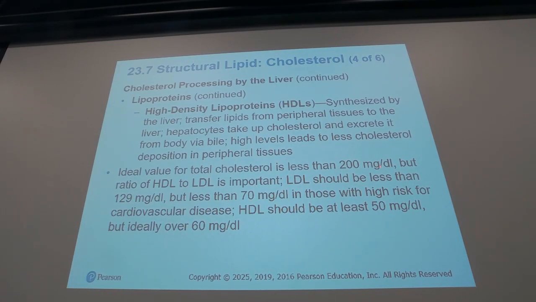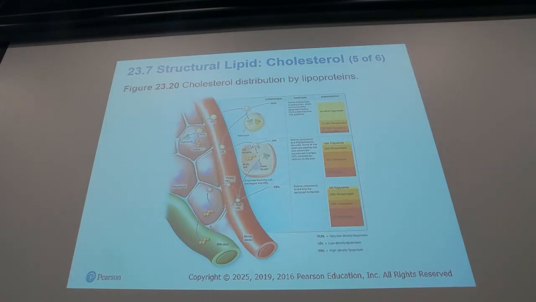So total cholesterol in our blood is supposed to be less than 200 milligrams per deciliter. And when we have LDL, we're supposed to be less than 121 milligrams per deciliter, but less than 70 milligrams per deciliter in those who have risk of having cardiovascular disease. And HDL should be at least 50 milligrams per deciliter. So ideally it will be over 60, but the minimum is supposed to be 50. So we have to have specific percentages.